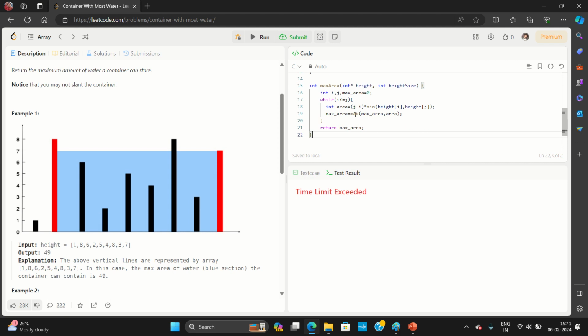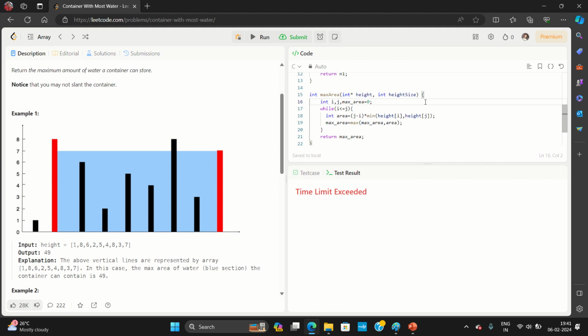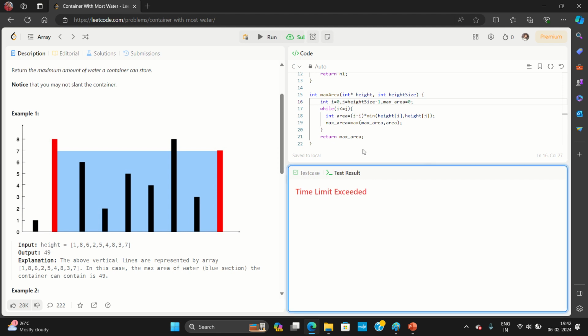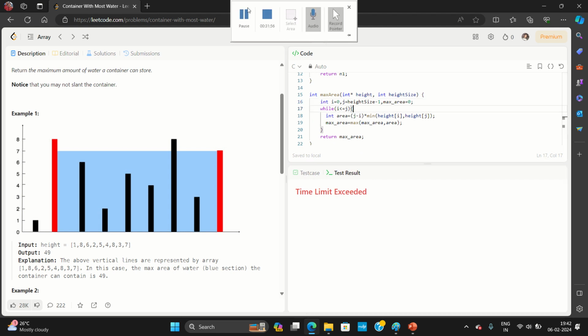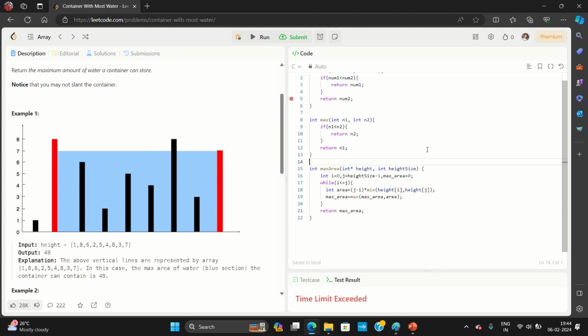The example again. Wait, just a second. Int i is equal to, oh, I have not given any values, so int i is equal to 0, and j should initially point at the last index, so that is height size minus 1. So hope it should give the correct output. Now let us see. So what are we missing here that is giving a time limit exceeded?